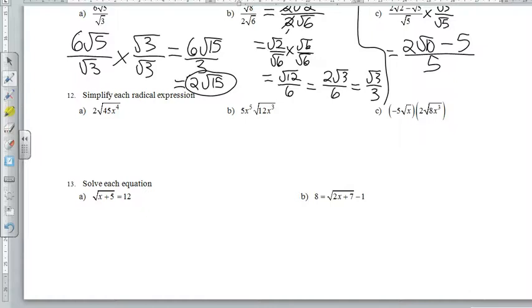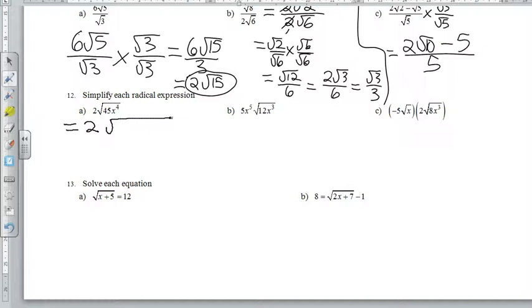Okay, simplified radical expression. So, in this case, what we're looking at is we've got variables underneath the radical sign, right? It doesn't look like we have any cube roots, so they're all square roots. So what we're looking for is perfect squares. So this one I'll show a little more detail. So what I want to do is I want to write 45x to the fourth as a product. And I want to split the 45.